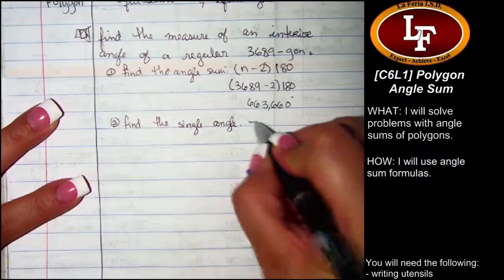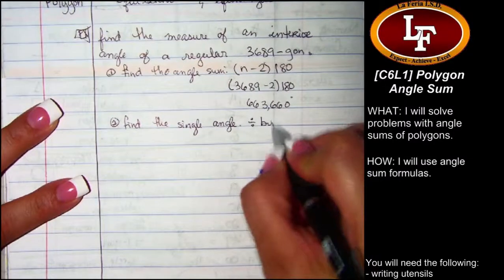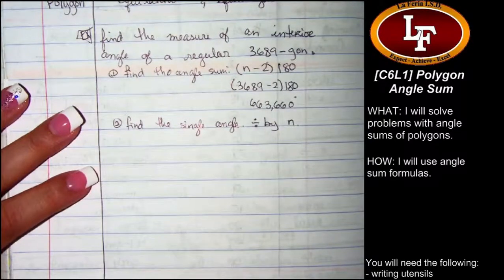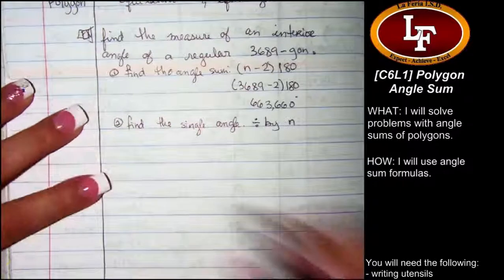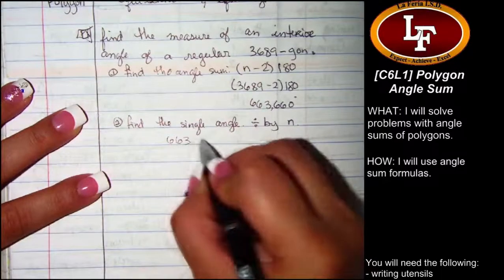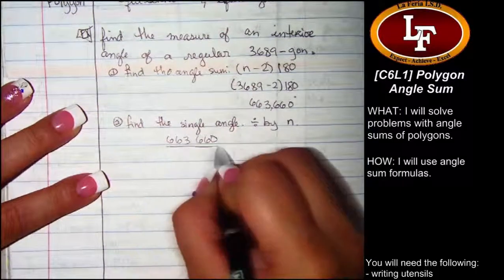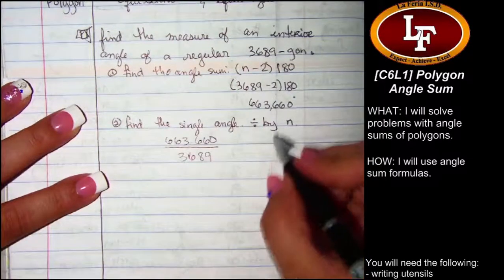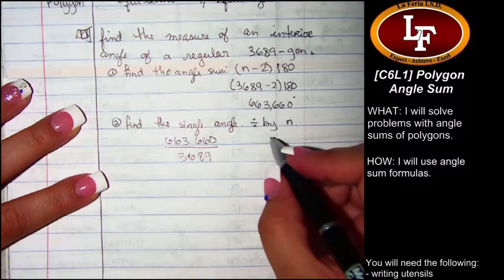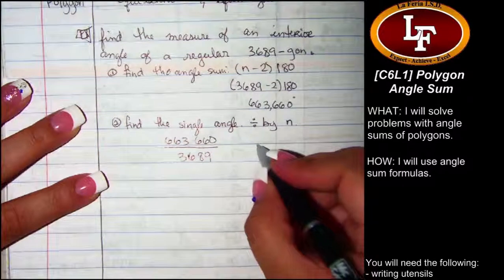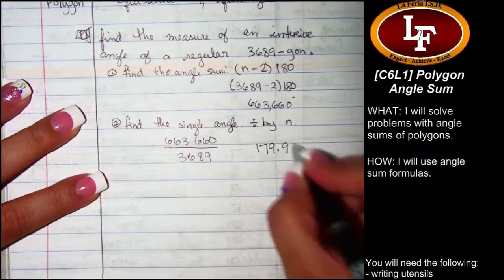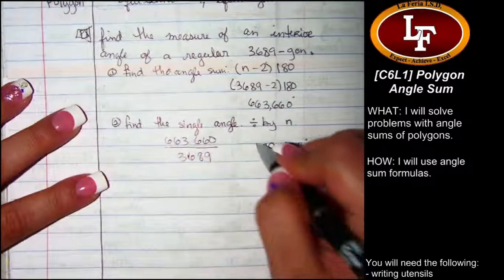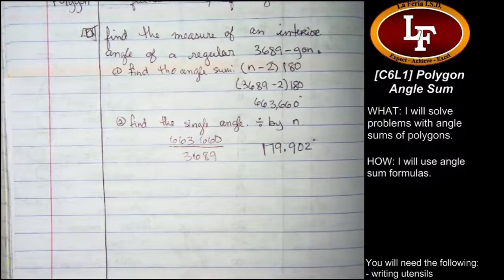So we're going to find the single angle by dividing by n. Remember, n is the number of sides, the 3,689, which is the number of angles. So we're going to take this number and divide it by 3,689, and when I'm done, I end up with 179.902. Really close to 180.